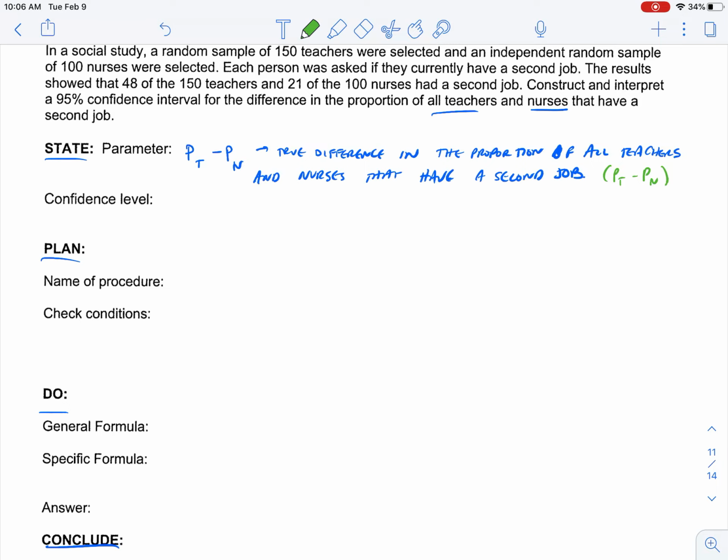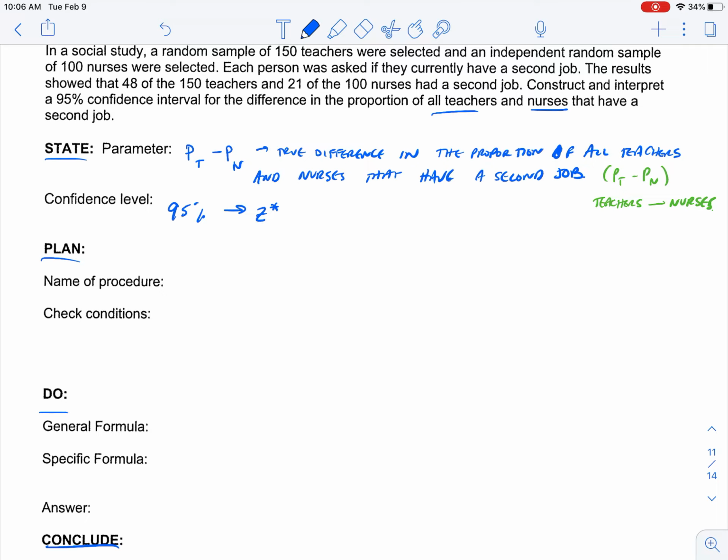And just to be clear, I like to outline this. P sub t minus P sub n means teachers minus nurses. Okay, so that's the order that we need to go in for that. And so what is our confidence level? We are going to be estimating this at a 95% confidence level. And again, that's so that we can determine our Z that we're going to be using.